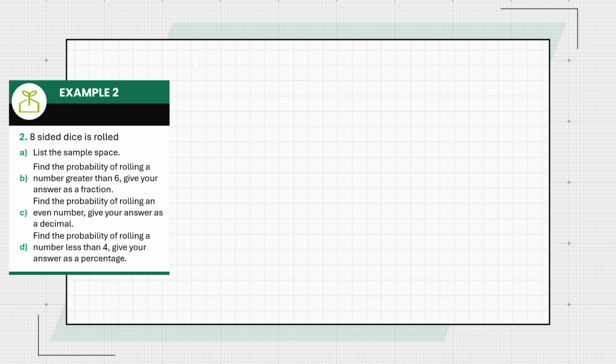Okay, let's get started. So with A, we have an 8-sided die is rolled. So what's the sample space going to be? Well, it can either be a 1, a 2, a 3, a 4, a 5, a 6, a 7, or an 8.